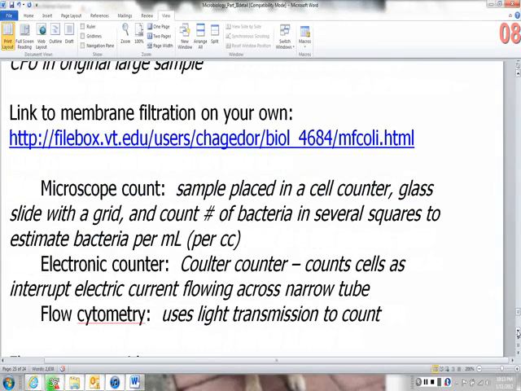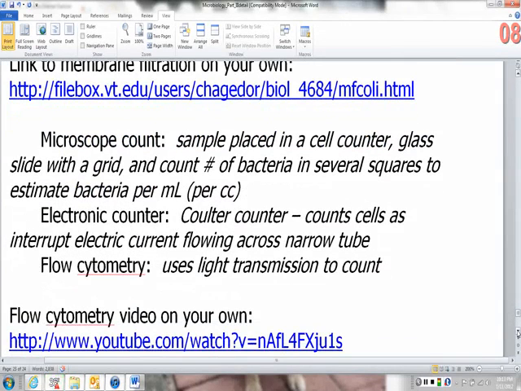Cells can be counted electronically using a Coulter counter, which counts cells as they interrupt the electric current flowing across a narrow tube. Flow cytometry uses light transmission to count cells. There is also a video here that you can watch on your own time that gives plenty of information on flow cytometry. In a situation where it would be necessary to determine the number of bacteria frequently, these electronic or light techniques would be used over culturing and doing serial dilutions just because the results are so much quicker.